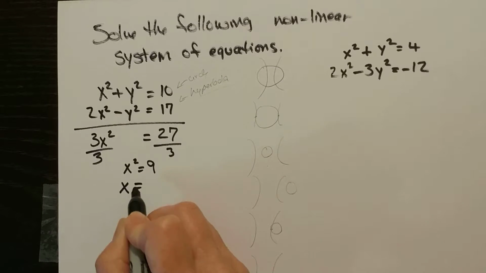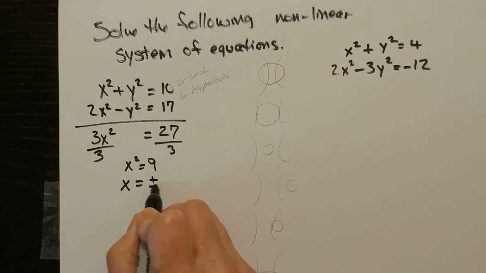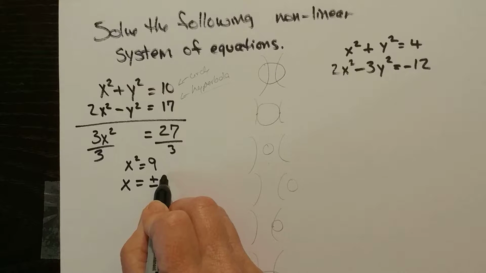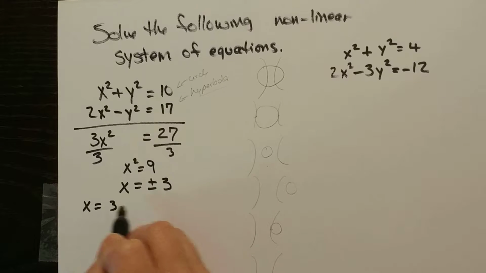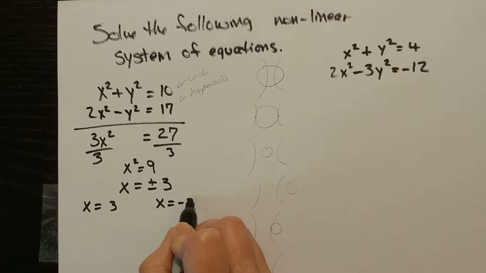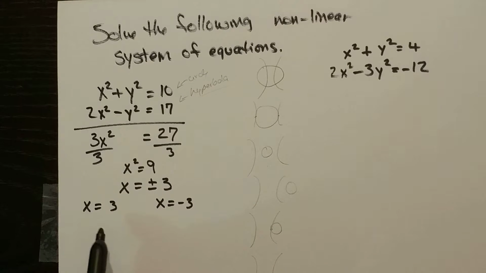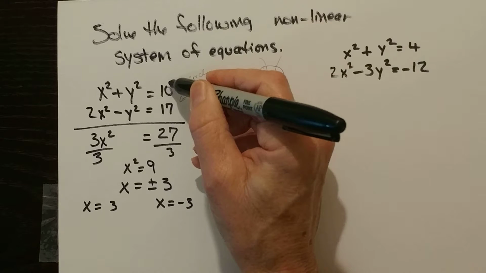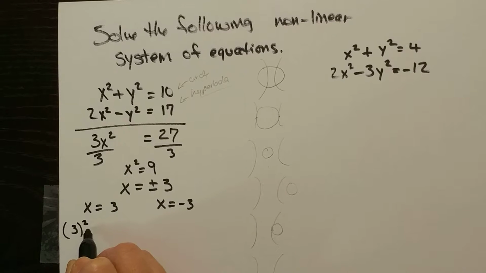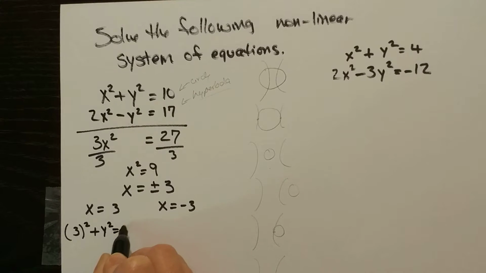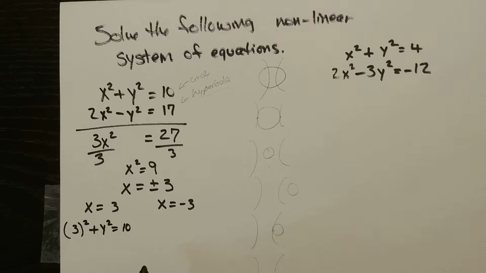I take the square root of both sides and x is equal to plus or minus the square root of 9, or x is equal to plus or minus 3. I get 2 x answers: x is equal to 3 and x is equal to negative 3. Once you have an x answer, take the first one, 3, and plug it into any equation that you see. I'm going to choose to plug it into the first equation. So when I put in 3 squared plus y squared is equal to 10, I solve this for y.